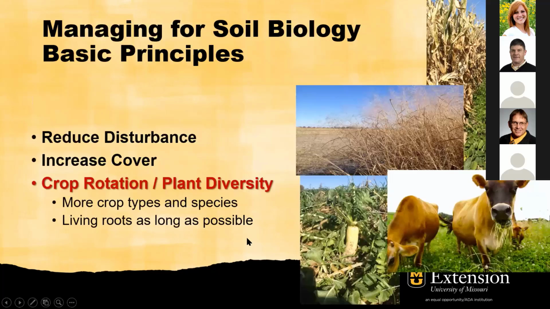So when we're thinking about managing for soil biology, the basic principles, whether you're row crop or forage production, is to reduce the disturbance. We want to increase the cover or the growing life above the surface, keep plants growing as long as possible. So that might mean crop rotation in row crops and including cover crops. With forages, might be just introducing some plant species diversity. So the more crop types and species that we have, that's better for the microbes and living roots as long as possible.